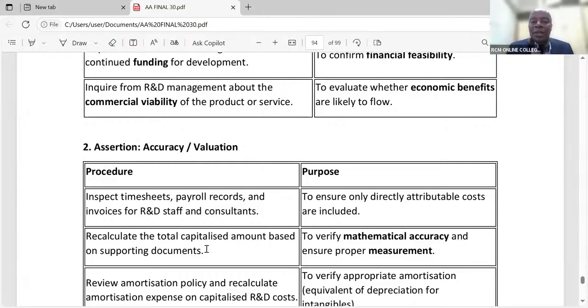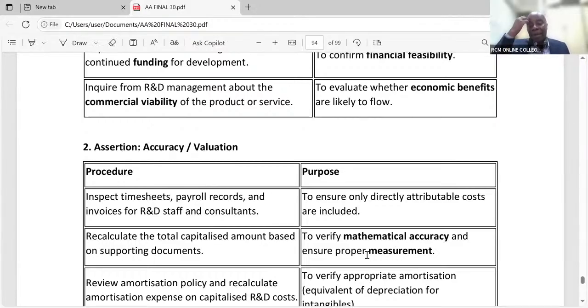They are telling me that this research and development has cost us $1 million. Then they have given me a schedule of all those expenses. Go and cast them. CAST, we call that casting. You recalculate the total capitalized amount based on supporting documentations to verify mathematical accuracy and ensure proper measurement.